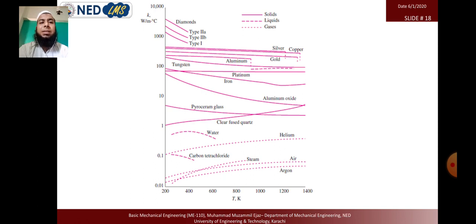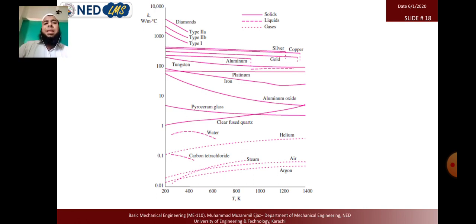You can see the behavior of the different substances: in gases, the thermal conductivity increases with the increase of temperature. So at lower temperature, the thermal conductivity of gases is lower, but at higher temperature, it is even larger. By logic, you can understand it simply: at higher temperature the molecules have high kinetic energy, so they have more capability for diffusion and collision with adjacent molecules. So it has a higher capacity of thermal conductivity as compared to lower temperature.